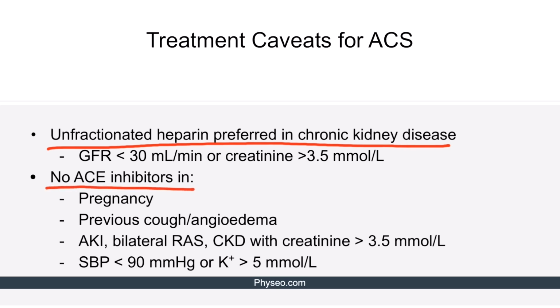Also, do not use ACE inhibitors in the following scenarios: pregnancy, due to its teratogenic effects; previous cough or angioedema on ACE-ARB, to avoid potential adverse reactions; AKI, bilateral renal artery stenosis, or CKD with creatinine greater than 3.5, as they can worsen kidney function; SBP less than 90, or potassium greater than 5, as they will lower blood pressure and can cause further hyperkalemia, respectively.